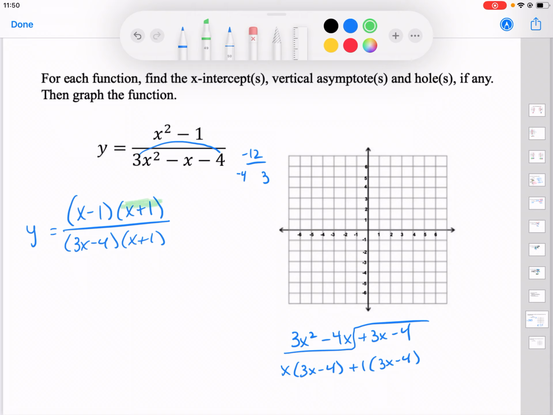Okay, so notice there is something common on top and bottom. That's a huge indication that we have a hole. And the hole would be the 0 of that common factor, so negative 1. So we cross that out. You get x minus 1 over 3x minus 4. And to find the y value, we're going to plug negative 1 into the simplified.